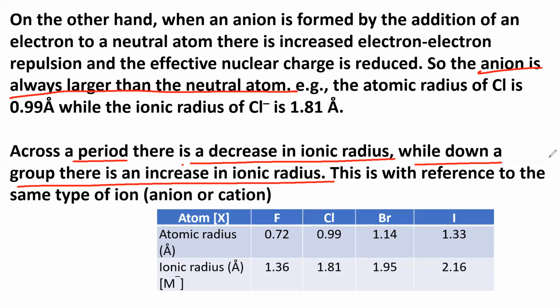This refers to the same type of ion. If we take fluorine, 0.72 is the atomic radius, while its ionic radius is 1.36. Chlorine, 0.99 and 1.81. Bromine, 1.14 and 1.95. And iodine, 1.33 and 2.16. So I hope it is clear. Ionic radius is greater than atomic radius in the case of anions, and ionic radius is lesser than atomic radius in the case of cations. This is the final statement. I hope it is clear. Next.